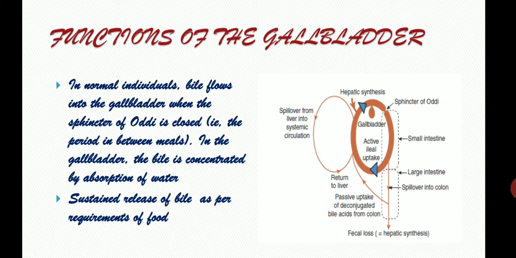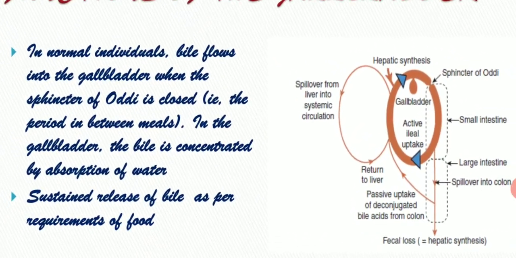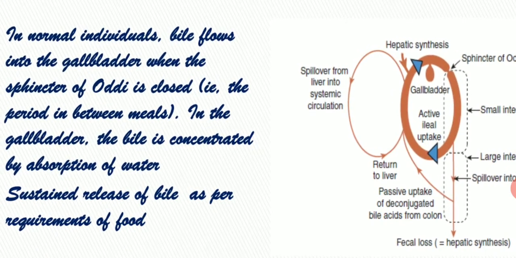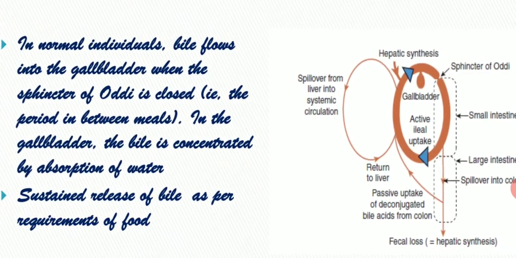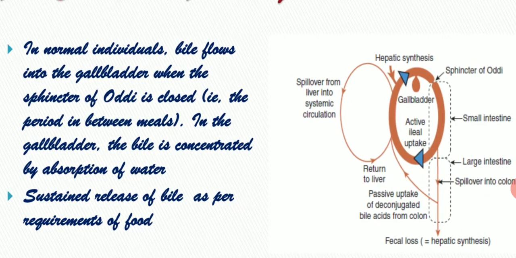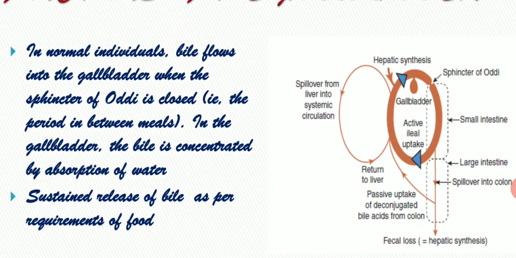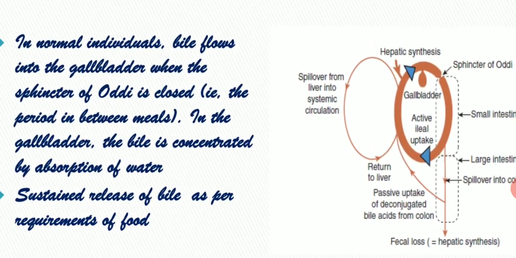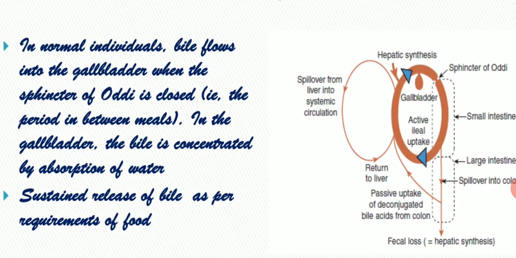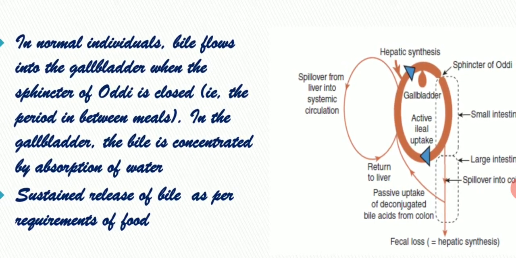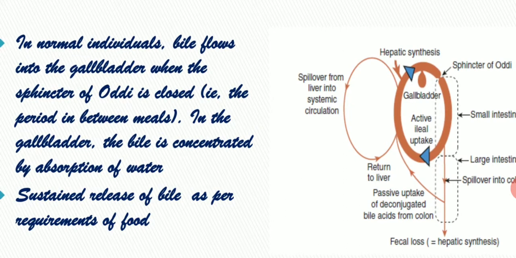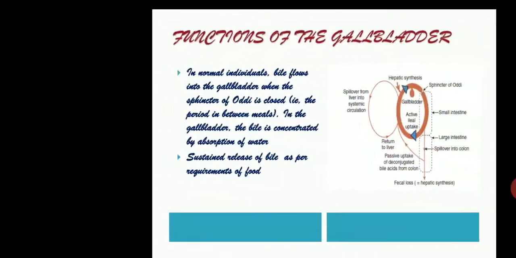In normal individuals, bile flows into the gallbladder when the sphincter of Oddi is closed, that is the period between meals. In the gallbladder, the bile is concentrated by absorption of water, and there is sustained release of the bile as per the requirement of food.